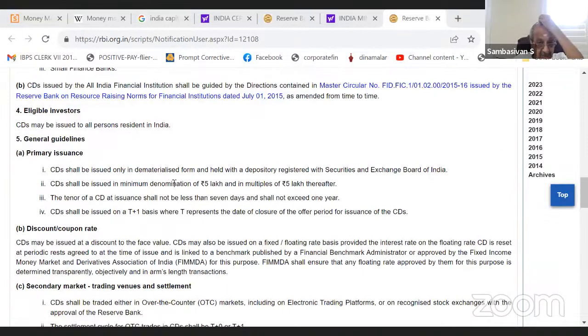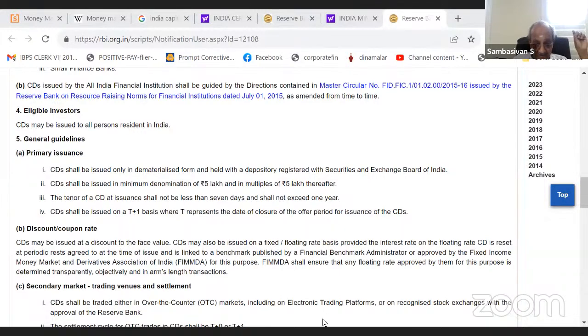the CD shall be issued only in dematerialized form and held with the depository registered with Securities Exchange Board of India. CD shall be issued in minimum denomination of rupees 5 lakh and in multiples of 5 lakh thereafter. The tenor of CD at issuance shall be not less than 7 days and shall not exceed 1 year. It can go up to 1 year also. Many of you are telling 364. It is only 1 year. Does not exceed 1 year.